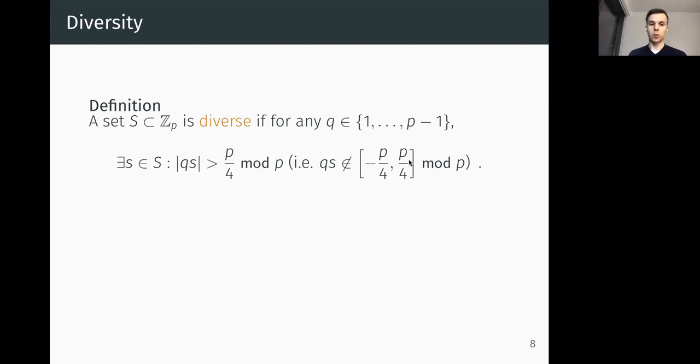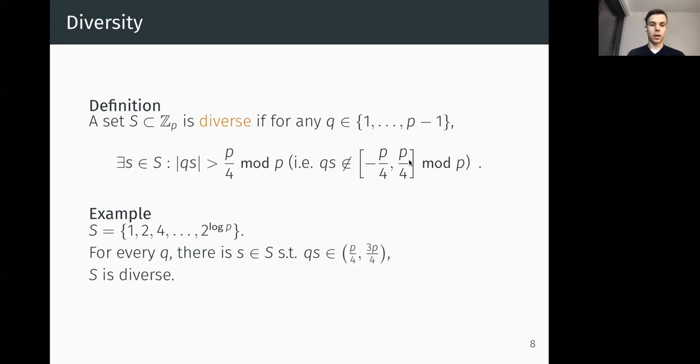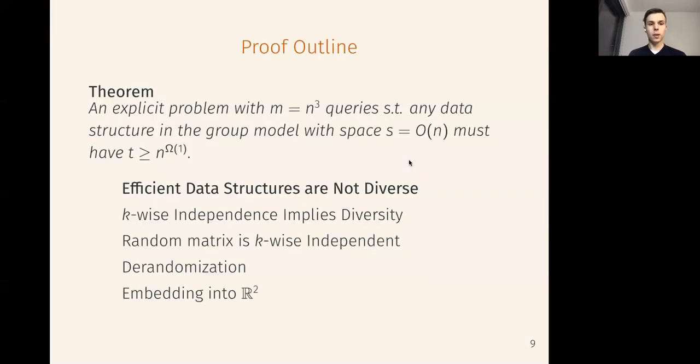For example, the set of all residues modulo p is of course diverse. An example of a smaller set that is also diverse is the set of the first log p powers of 2. And if you think about it for a little while, you'll be able to see that for every multiplier q, indeed, it is possible to find a power of 2 such that when you multiply q by that power of 2, it will lie inside the interval from p over 4 to 3p over 4. So it is quite far away from 0 modulo p. And so the set S is diverse.